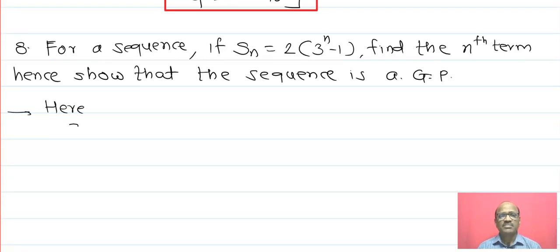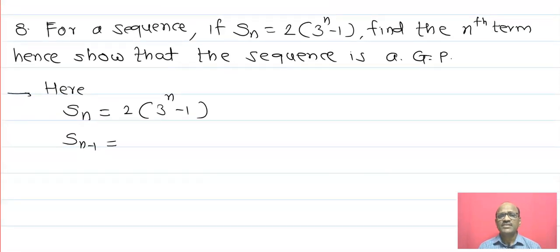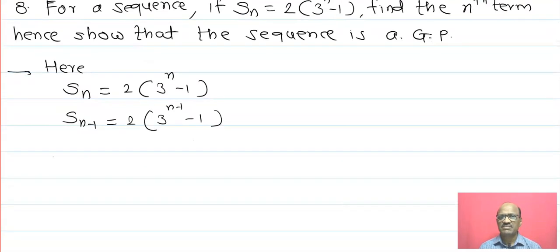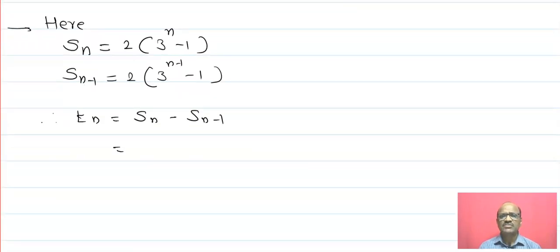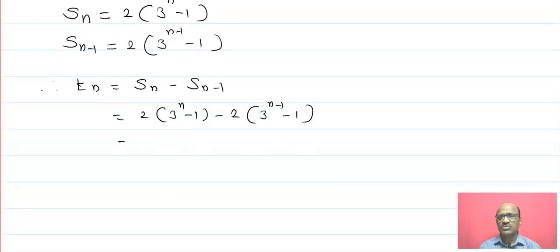Now for the problem: for a sequence, if Sn is equal to 2 in bracket 3 raised to n minus 1, find the nth term. Hence, show that the sequence is in a GP. Now this is very simple. We also have the standard formula, that is Tn is equal to Sn minus Sn minus 1. Therefore, we will find the values: Sn is equal to 2 in bracket 3 raised to n minus 1, and Sn minus 1, that is n is replaced by n minus 1, and then subtract.